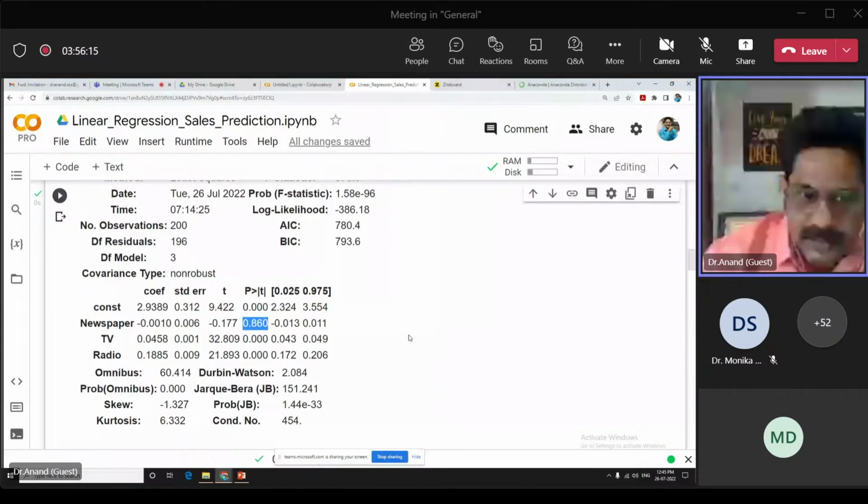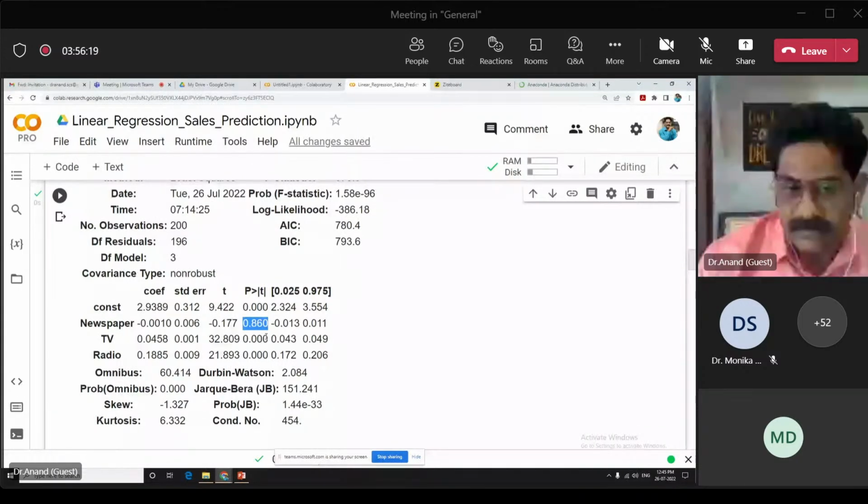For the TV and radio, the p-value is less than 0.05, which rejects the null hypothesis. That means that feature is significant. Whereas for the newspaper, look at the p-value, the null hypothesis probability is very high. What is the null hypothesis statement here? Slope equal to 0, alternate hypothesis slope not equal to 0, right? Whereas for the TV and radio, slope is obviously not equal to 0. They are significant. That is why the p-value, the probability of the null hypothesis being true, is less than 5%.